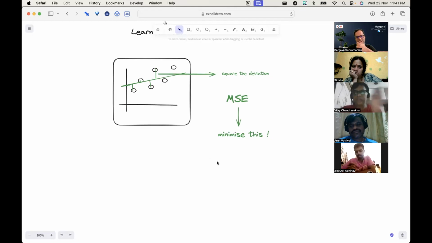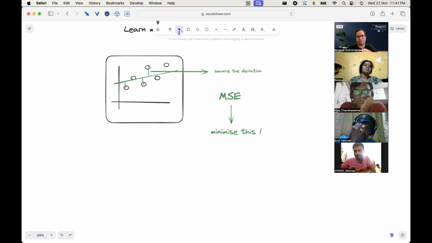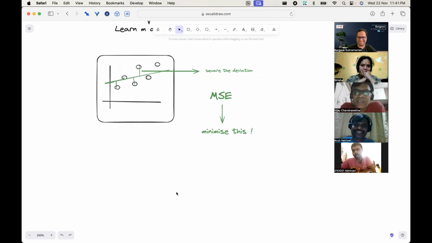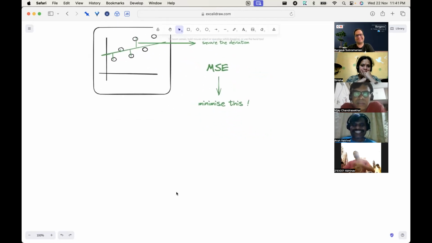Okay, let's come back over here. Does it do something like gradient descent to figure this out? Oh, we'll come there. We're jumping the gun. We'll come there slowly.